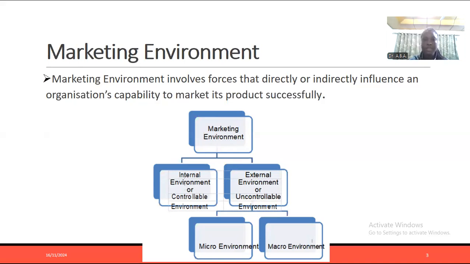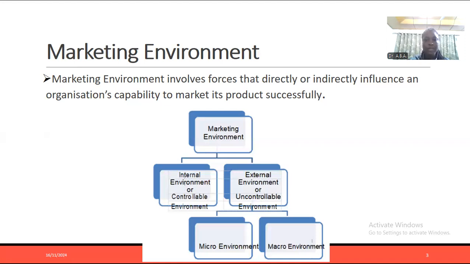In the marketing environment, we can have two categories: the internal environment and the external environment. The internal environment is where we find the factors which are controllable, under the control of the business organization. The external environment relates to the part of the environment which is uncontrollable, so the business organization cannot really determine what happens within that environment.